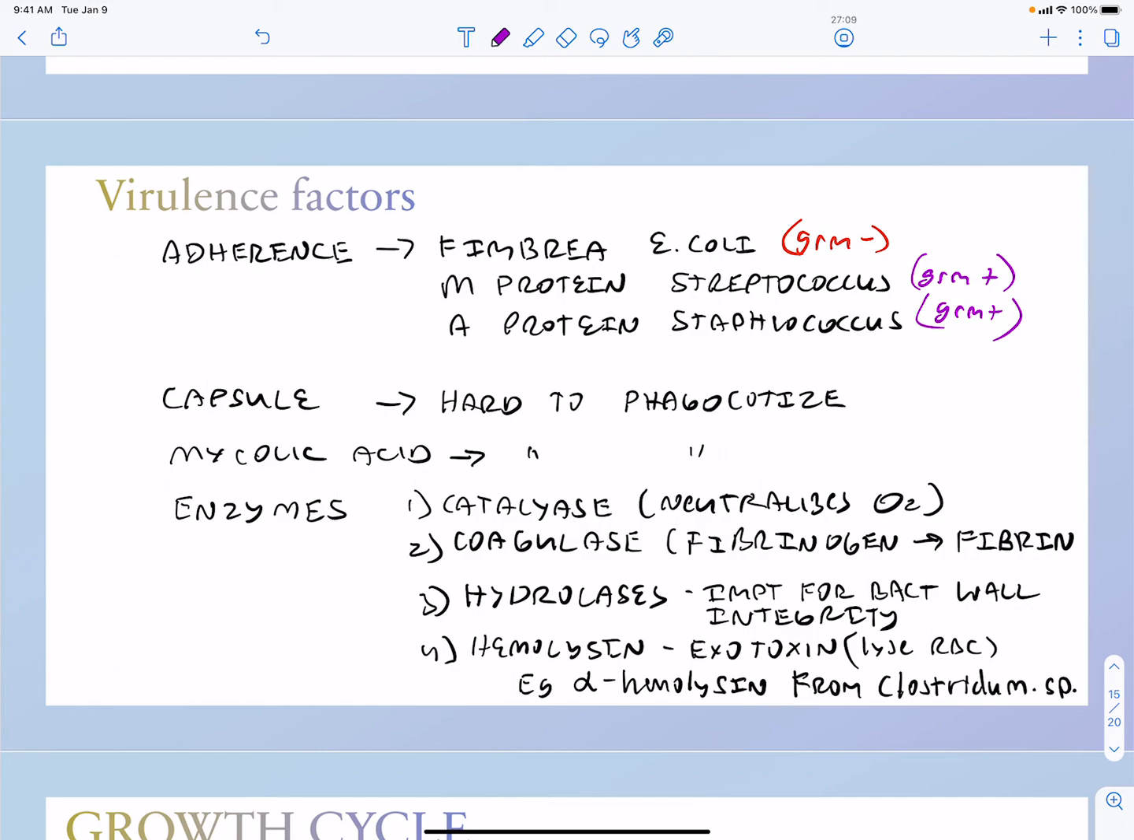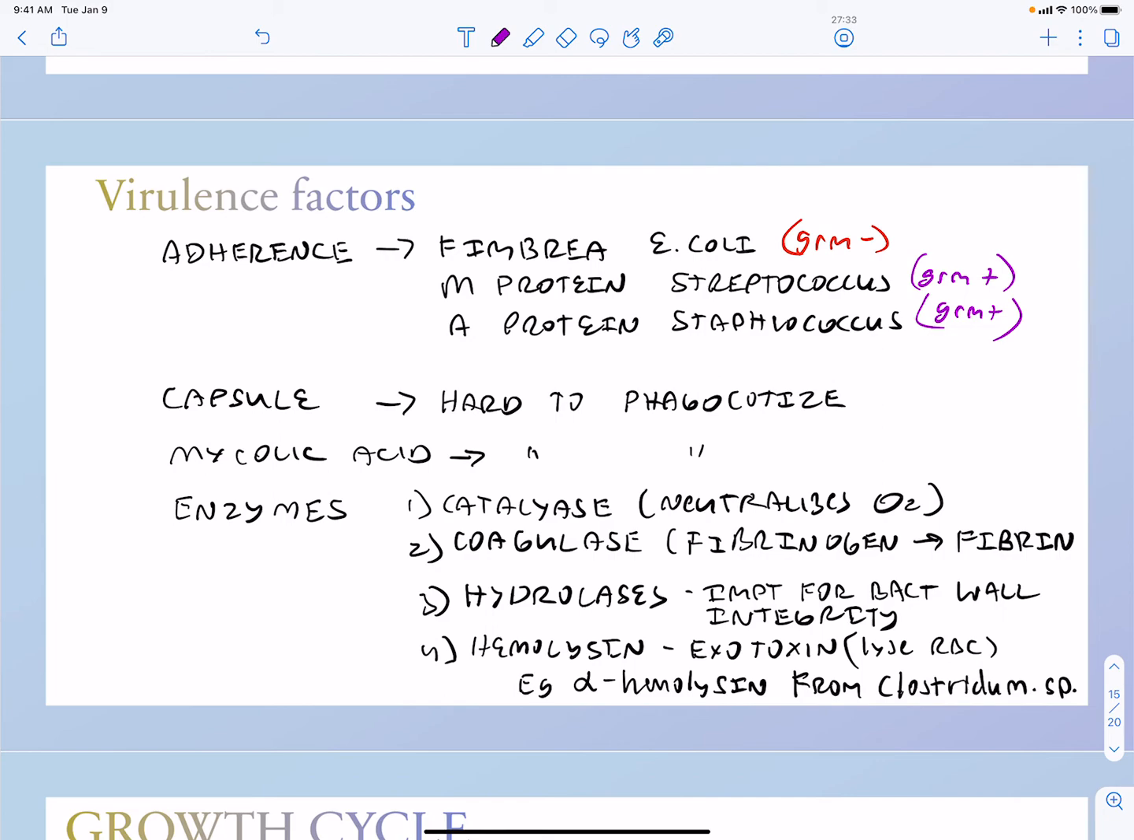Some are going to have capsules, true capsules, and it makes them hard to phagocytize. Having that mycolic acid as well in your mycobacterium species makes it harder to phagocytize. It doesn't mean that your immune system will never phagocytize them. It just takes a little bit longer, so the bacteria have more time to replicate and things like that.